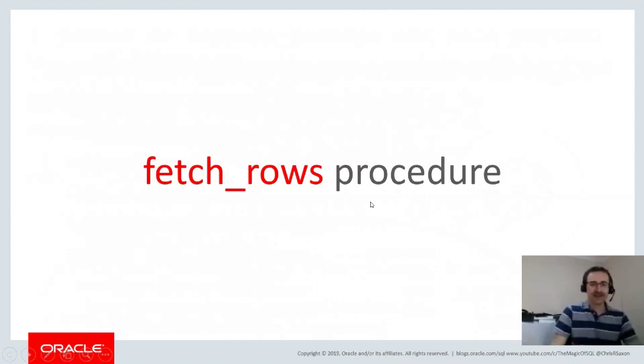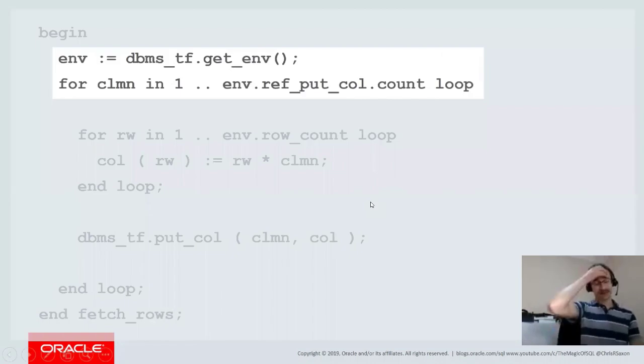So let's dive into this fetch rows procedure. There's quite a bit that's going to be going on here. The first thing I'm going to be doing is getting the environment. So this gets the row set that we're actually processing. Now, some of you who have played with PTFs may know that there's another way we can get the row set. There's a get row set function.